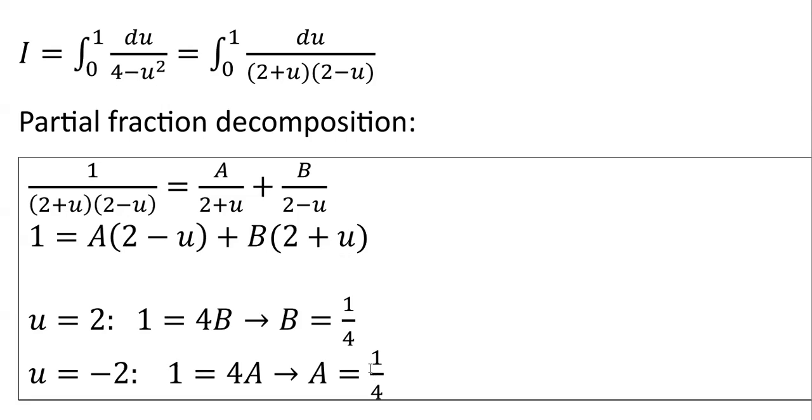By the way, for this type of partial fraction decomposition where the factors look symmetric, usually the a and b, the coefficients, are the same. If not, this is just a sign difference. Here you can notice they're both 1/4. Okay, just a little tip.